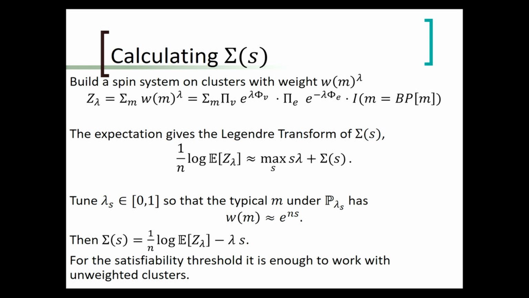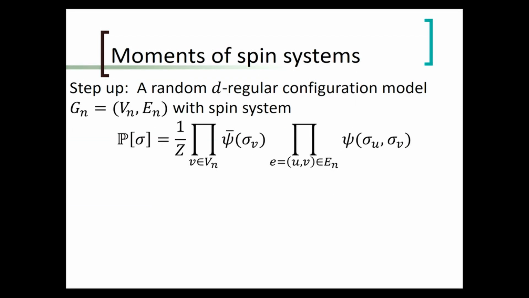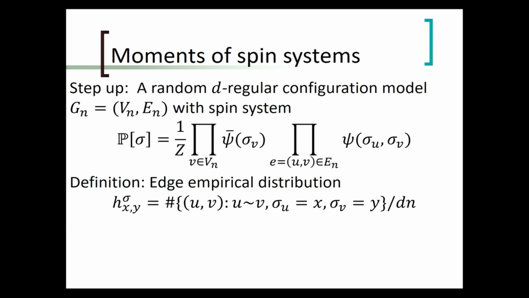Okay, so in order to carry this out, we'd need to be able to compute moments for these complicated spin systems that we create. So how do you take moments? We have a spin system, and let's say we're doing this on a random d-regular graph. How do we compute the expected partition function?